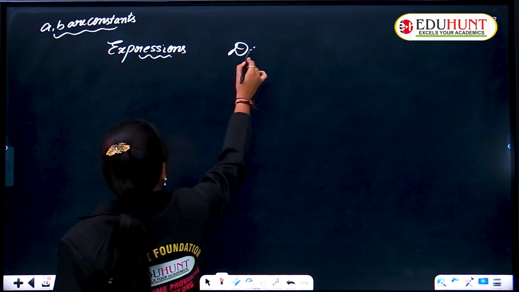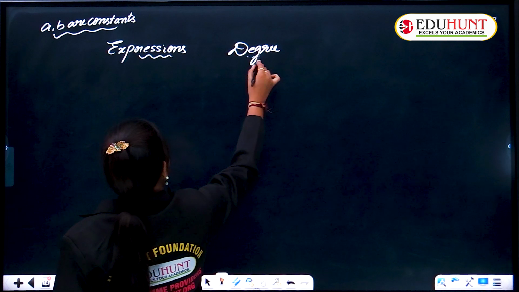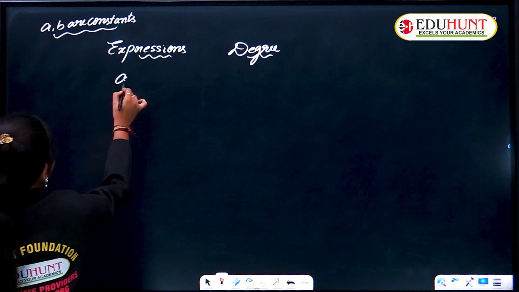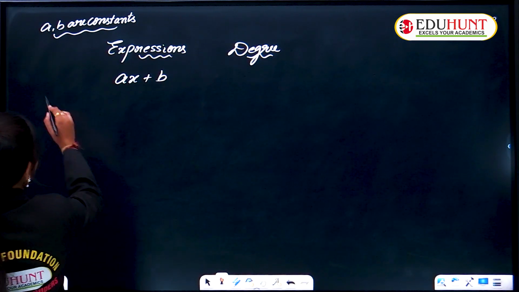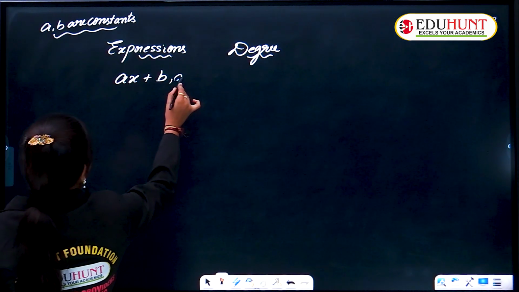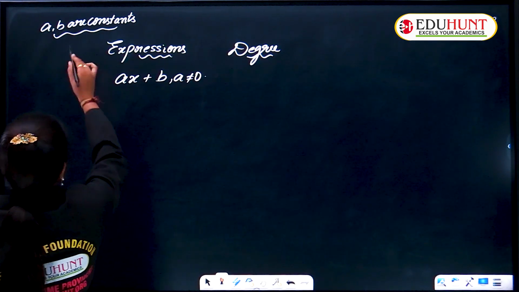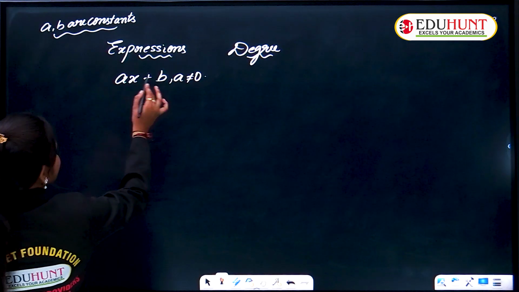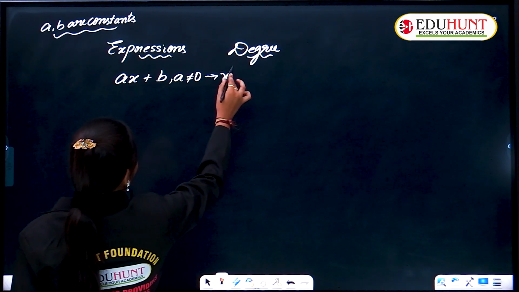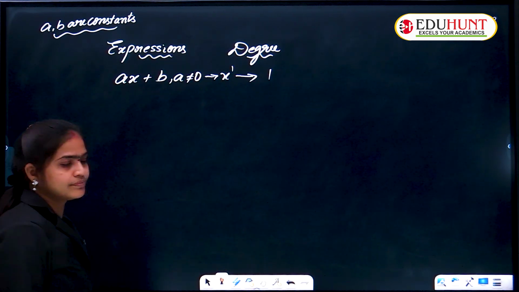Here, degree. Now the general form: ax plus b, where a, b are constants and a is not equal to 0. What is the degree here? x is the variable, and x power 1 is there, so the degree is 1.